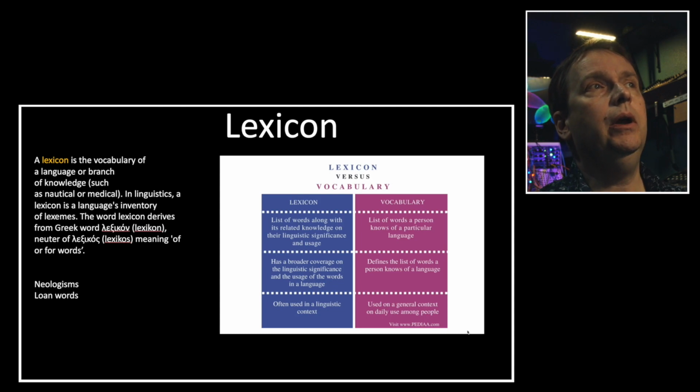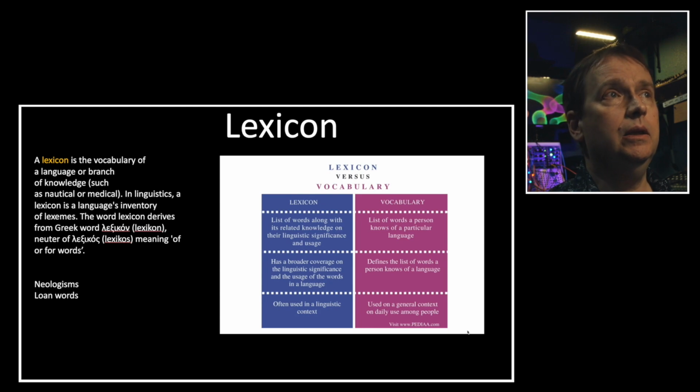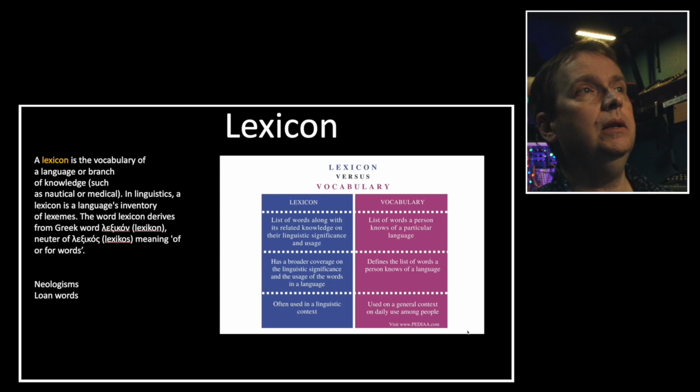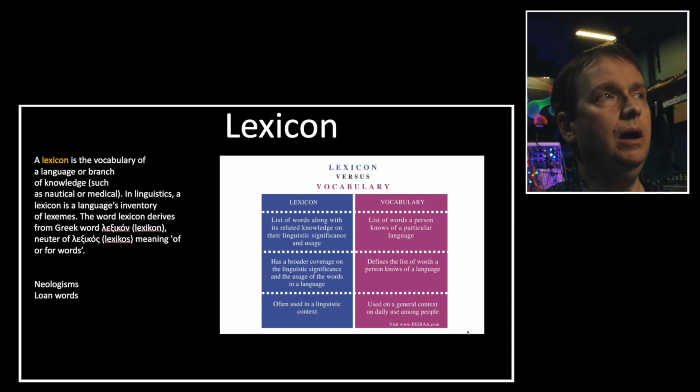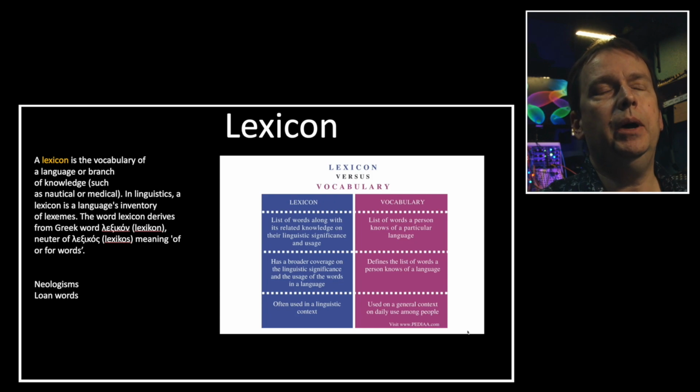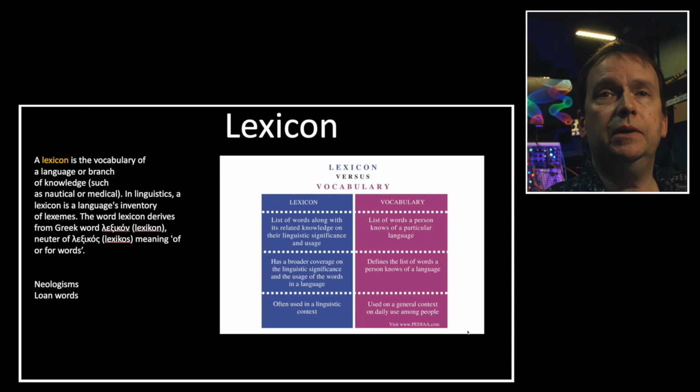Now, the lexicon is kind of the word for a vocabulary. It's a vocabulary of a language or branch of knowledge. For example, in medicine, there are very specific words that are used. In linguistics, a lexicon is a language's inventory of what we call lexemes. The word lexicon derives from various Greek words meaning of or for words. So it's very interesting to think about how there's maybe a very specific lexicon.